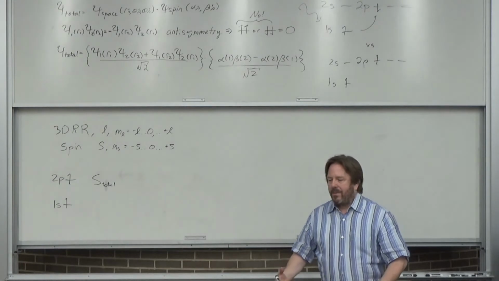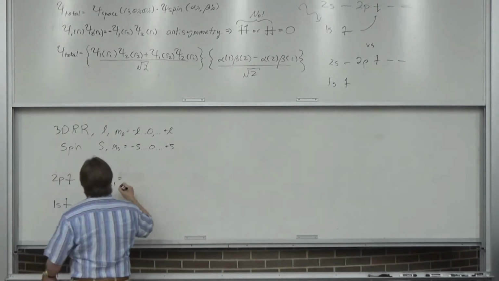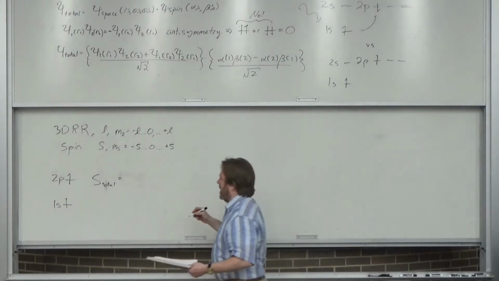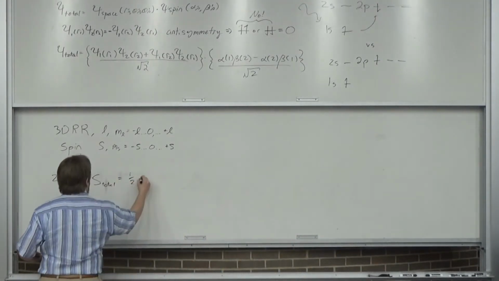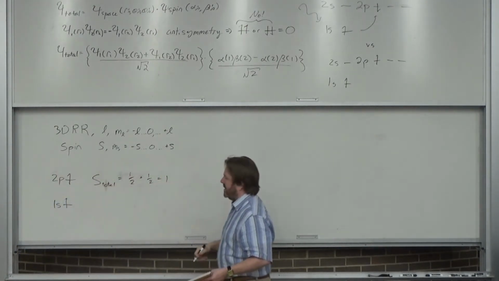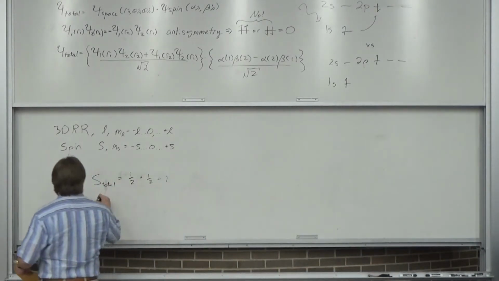Okay, same deal. We have to know the total angular momentum. Now, in this case, I know it sounds like we're going to have something horrible. It's not at all. It's just 1/2 plus 1/2. It's 1, right? So that part actually ends up being easy. But now here's where it gets a little bit more complicated.